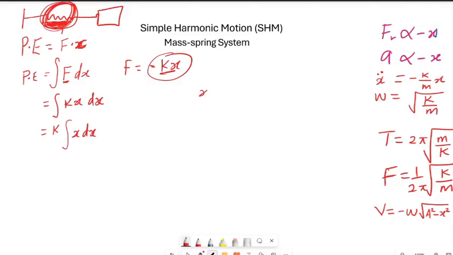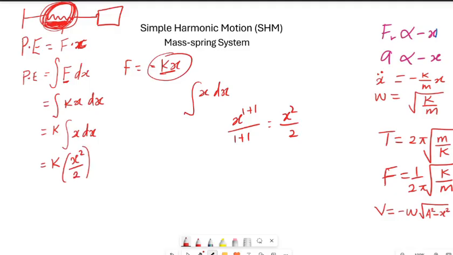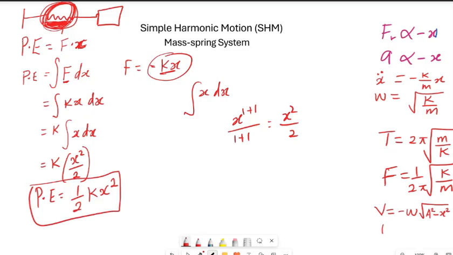And if you are integrating x, you add 1 to the power. The power of x is 1, so you add 1 to the power and you divide by that new power. So you have x squared over 2. If you integrate this, you have k times x squared over 2. Then you can just say your potential energy is equal to half kx squared. You can see this is your potential energy formula. So potential energy equals half kx squared.